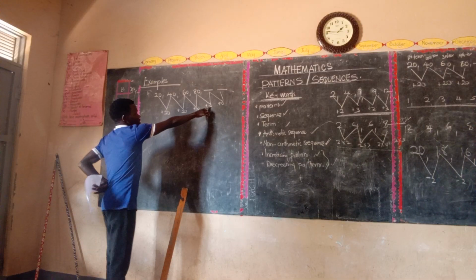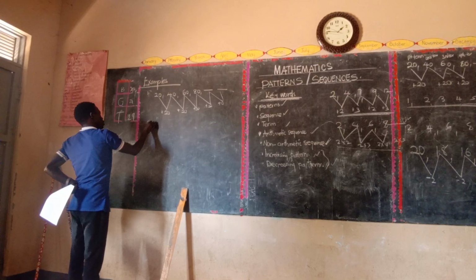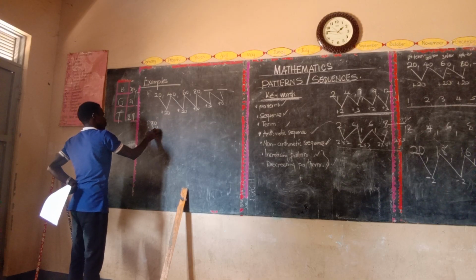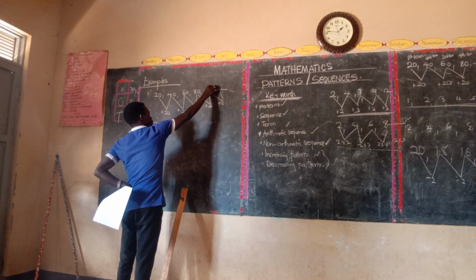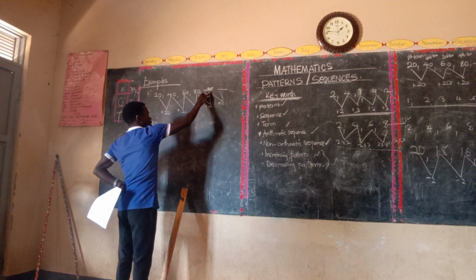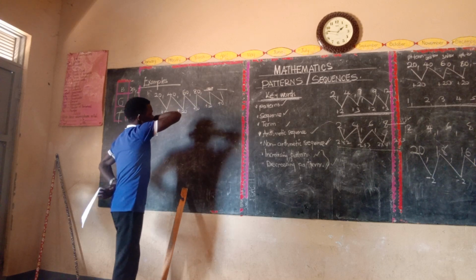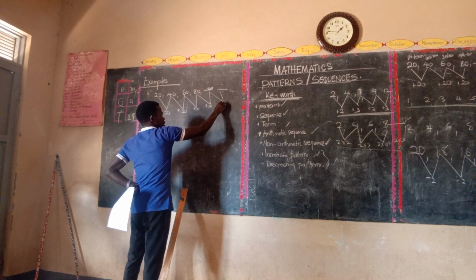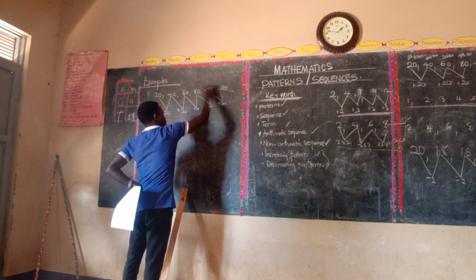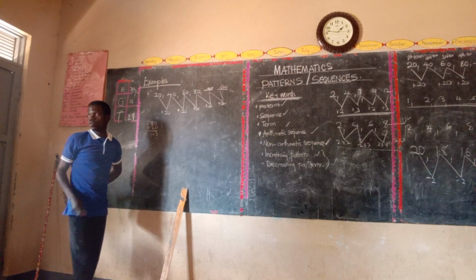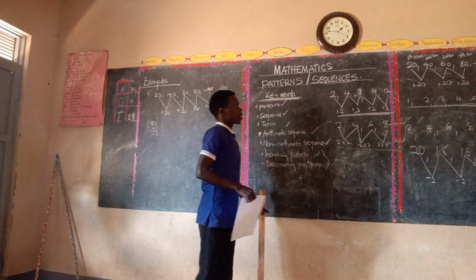So when we add 80 plus 20, you will be able to get 100, meaning our next missing number after 80. When you add 20 to 100, you get 120. So these are our two missing numbers in the sequence.